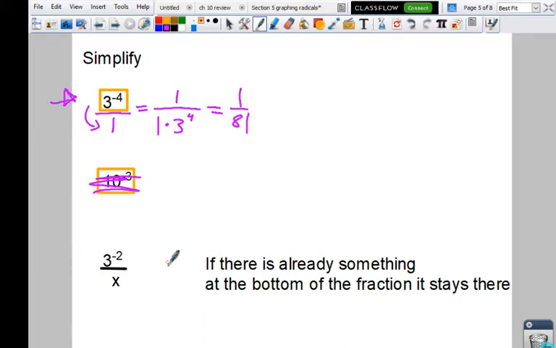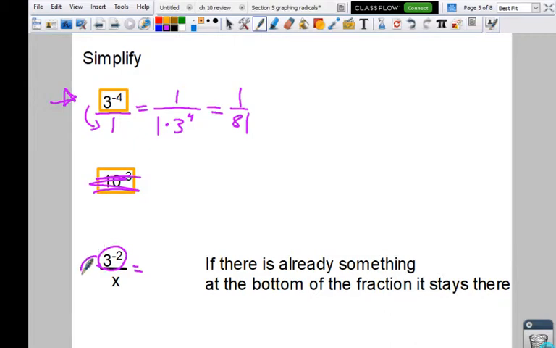I have 3 to the negative 2 over x. When you guys go through and simplify these, only things that have negative exponents switch around. So I have 3 to the negative 2, right? And it's already a fraction, I don't need to worry about that. But if I have 3 to the negative 2, the 3 has a negative exponent. What about this x down here? Does this x have any exponent on it? Negative or otherwise? No. Only things with negative exponents switch.